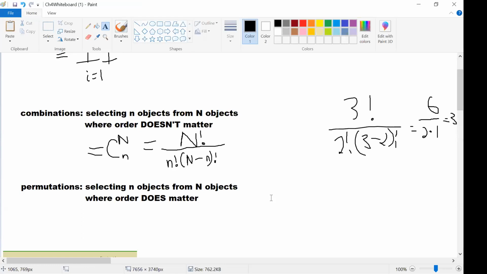So we select lowercase n objects from uppercase N objects where order does matter. So when we're picking those 2 cards, if I said I want to know which one came first, now the order does matter. Again, with permutations, we're assuming no replacement, because if there is replacement, you just start with your base probabilities, and you can use the probability laws from the previous chapter. Like with the combinations, we have a notation for this, and we call this permutations as capital P of lowercase n, uppercase N.